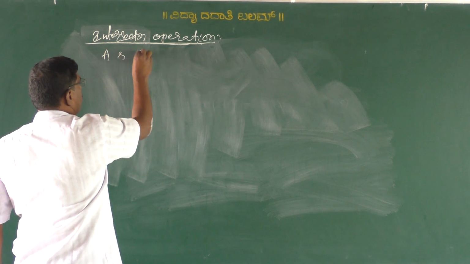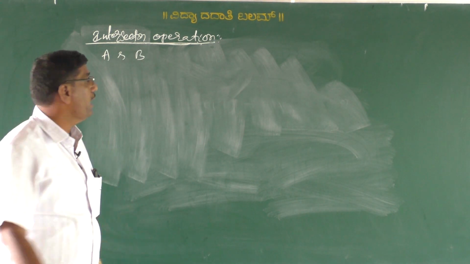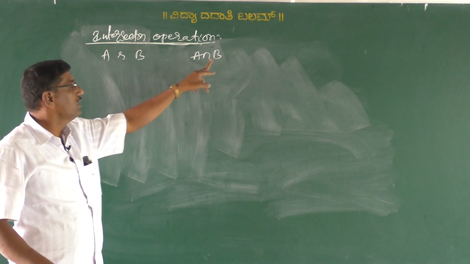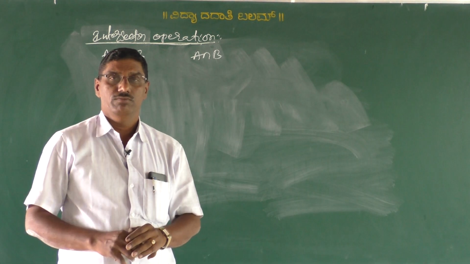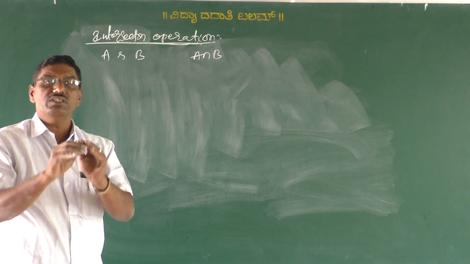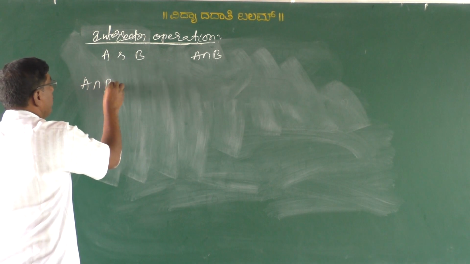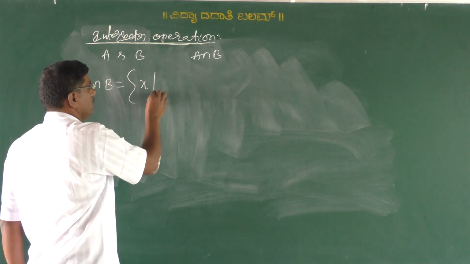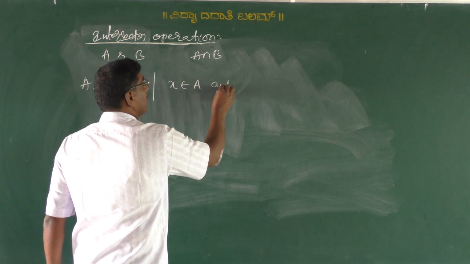Consider A and B are two sets. The intersection of these two sets, my dear students, is denoted as A intersection B, the reverse of the union symbol. It is defined by taking the common elements of A and B, that is the same elements of A and B. A intersection B is equal to the set of all x such that x belongs to A and x belongs to B.